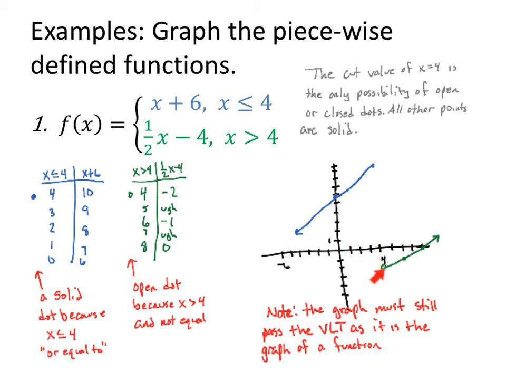When x is 4, for the green equation, the green piece of our piecewise defined function, I know my y value is negative 2. At 6, my y value is negative 1, and at 8, my y value is 0, and I can draw my line from there. The x value of 4 is the only time we do not have equality, everything else fits, and so everything else is a solid line. Notice, the graph must still pass the vertical line test as it is the graph of a function, and that's why one of the values of x equals 4 is solid, while the other one has to be open.